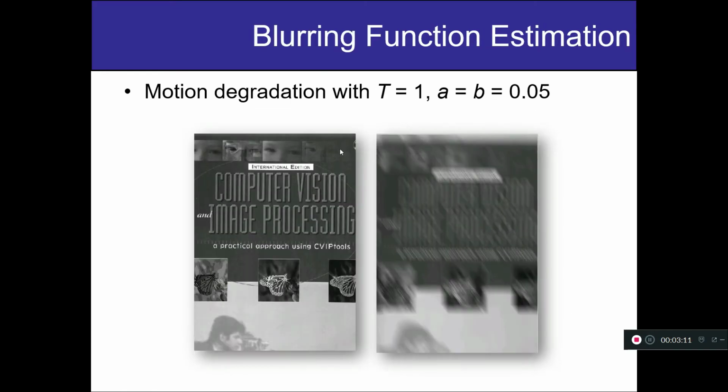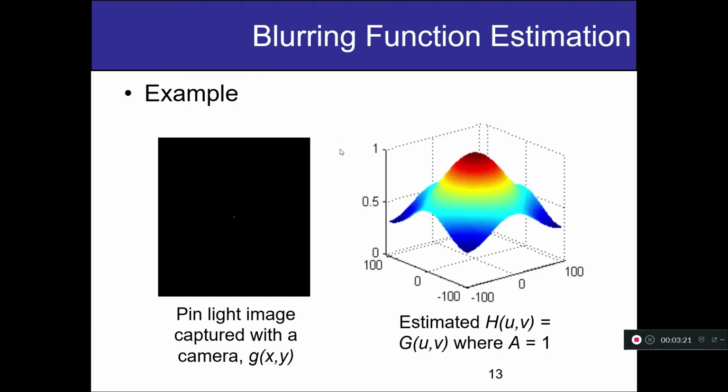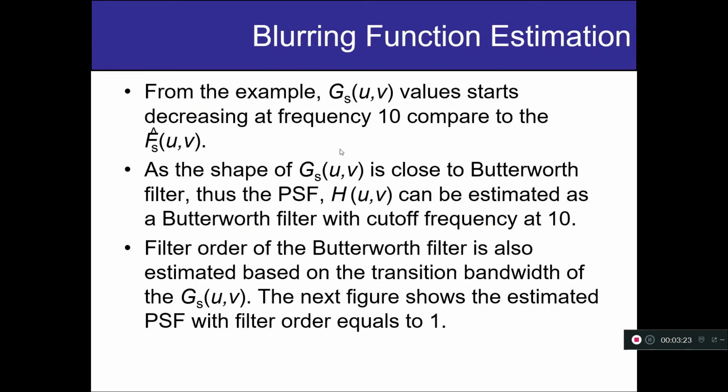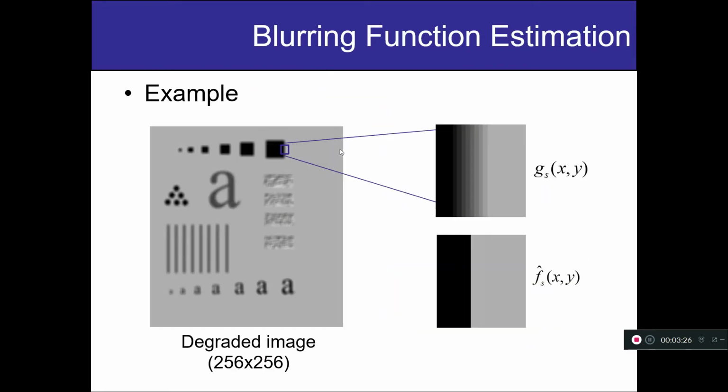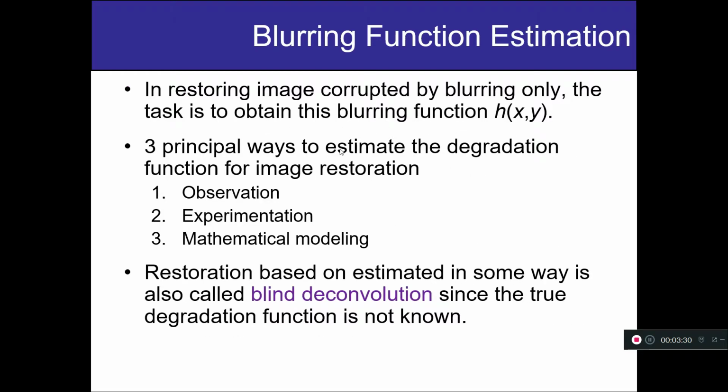However, for the second case, where your image is only affected by a blurring function, of course you need to model the blurring function. To model it, there are three approaches: one is through observation, the second is through experimentation, and the third is through mathematical models.